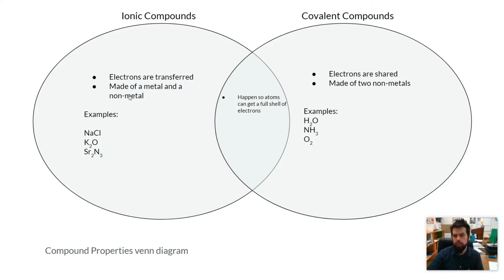We also know that for ionic compounds, they're made of a metal and a non-metal. If you look at examples here, sodium chloride, that's a metal and a non-metal. Potassium oxide, that's a metal and a non-metal. Strontium nitride, that's a metal and a non-metal. For covalent compounds, we know that they're made of two non-metals.